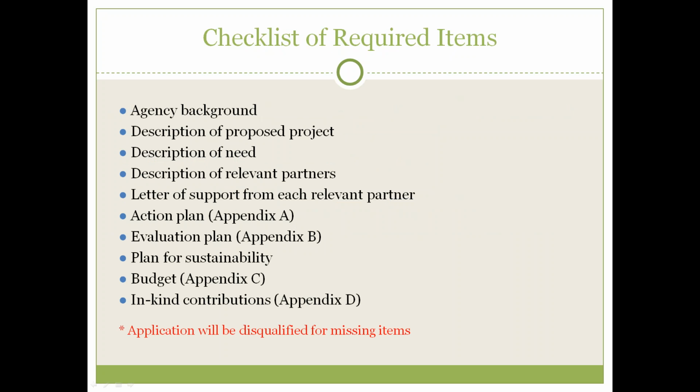So just briefly, this is the checklist of required items. This is also something you'll see in the application. We need to make sure we have your agency background, description of your proposed project, description of the need for your project, description of relevant partners, letter of support from each of the relevant partners, your action plan, evaluation plan, plan for sustainability, budget, and in-kind contributions.